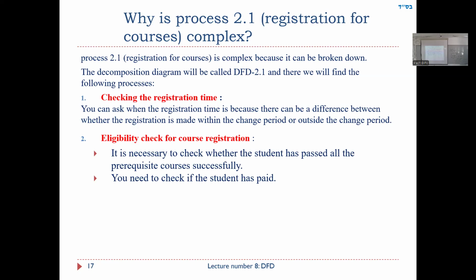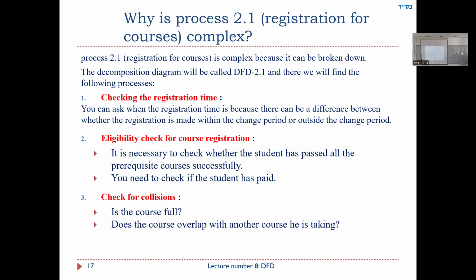eligibility: does he have all the prerequisites? Has he paid? Is it conflicting with some other course? Is the course full? All those checks I've got to check. If the course is full, then I don't let him. He's got to pass all these different tests. Does the course overlap with another course he's taking?